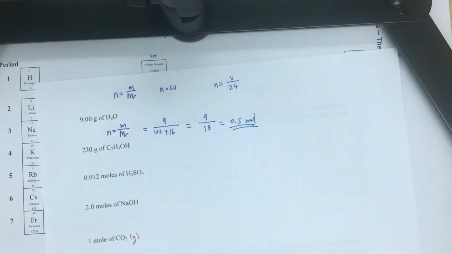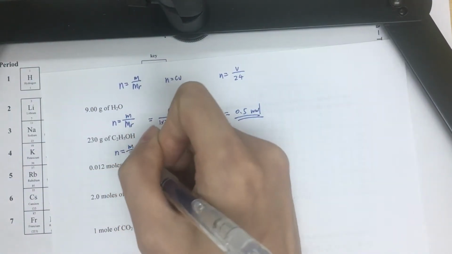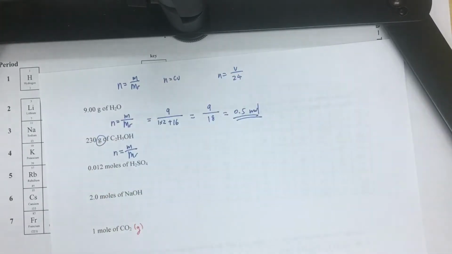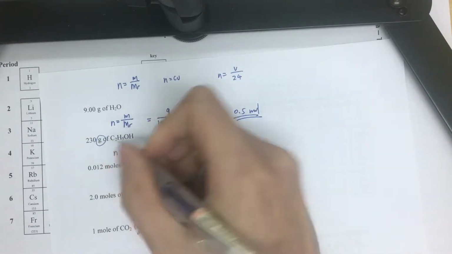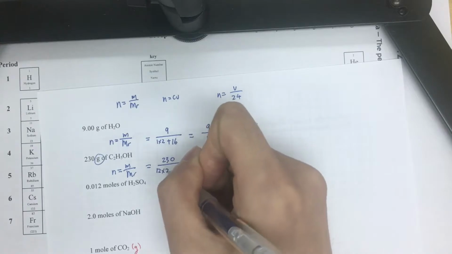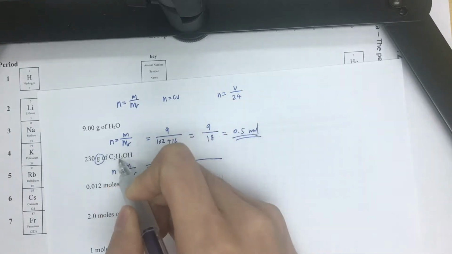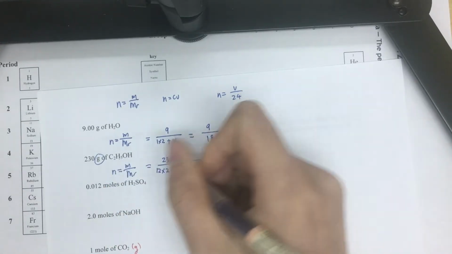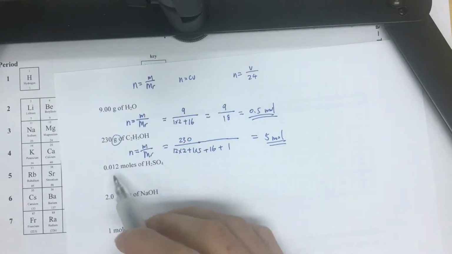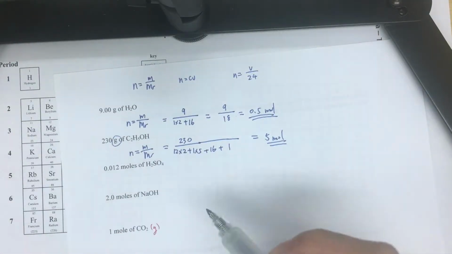Another example: n equals m over Mr again, because we are playing with mass, divided by carbon, two of them. Carbon is 12, so 12 times 2, plus 1 times 5 because I've got 5 hydrogens in here, plus 16 for oxygen, plus 1. So that's 0.5 moles. Next, I got 0.012 moles of sulfuric acid.